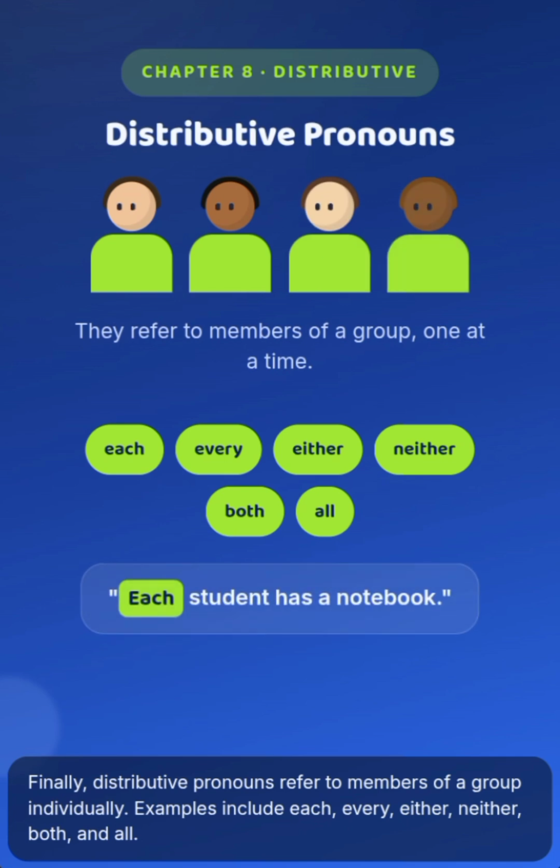Attributive pronouns, they refer to members of a group one at a time. Each, every, neither, both, or. Example: each student has a notebook.